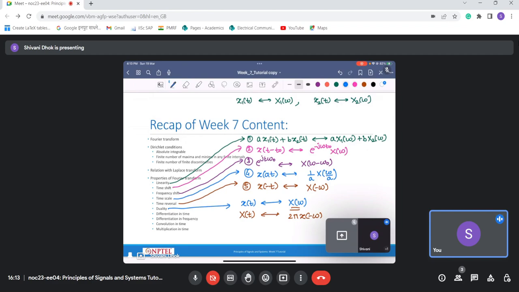The next property that was looked at was differentiation in time. It says that if I consider the differentiation of the input signal, that is d/dt of x of t, then the Fourier transform is simply j omega X of omega. Similarly, differentiation in the frequency domain says that minus jt x of t has a Fourier transform of d/d omega of X of omega.